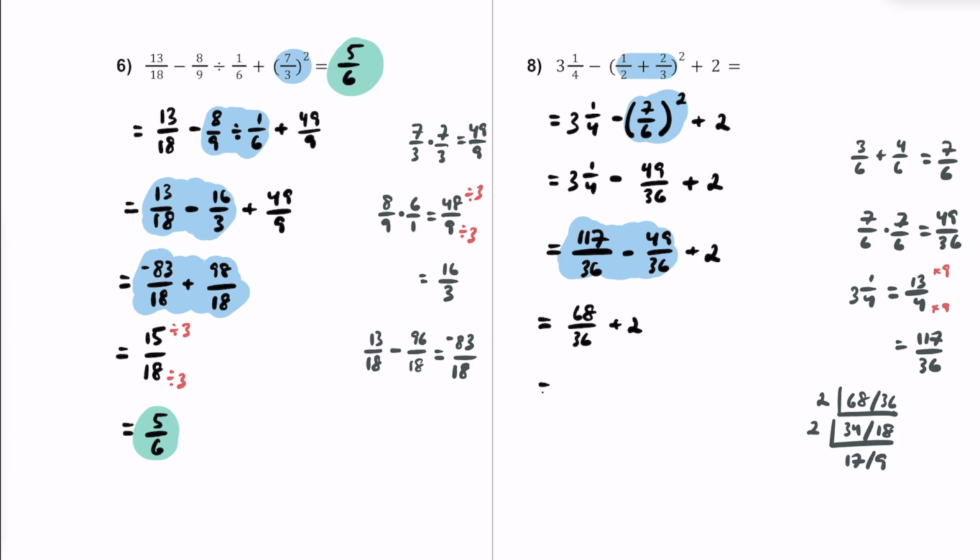So just simplifying this, we're going to get 17 over 9 plus 2. And 17 over 9, if you turn into a mixed number, that's going to be 1 and 8/9. If you go ahead and add on 2 to that, 1 and 8/9 added together with 2, that's going to be 3 and 8/9. So that right here should be our final answer.